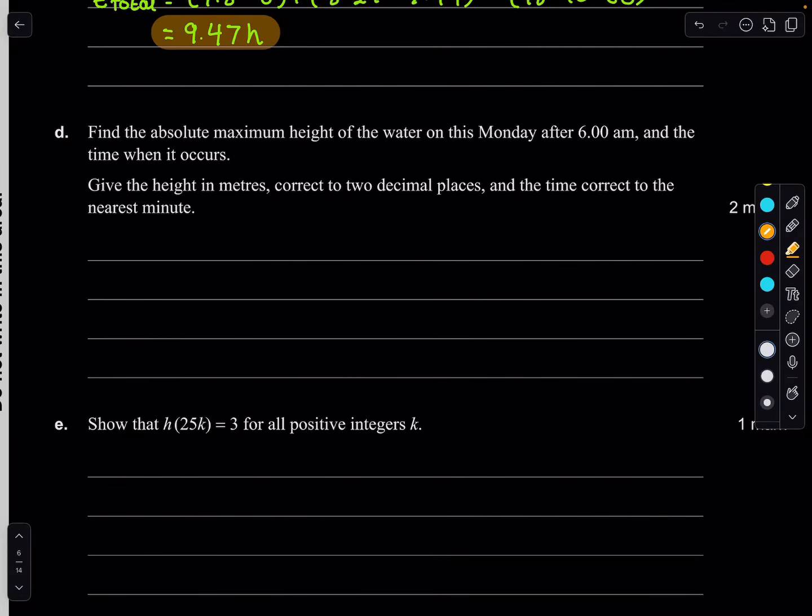Okay, next question. Find the absolute maximum height of the water on this Monday after 6 a.m. and the time when it occurs. Give the height in meters, correct to 2 decimal places, and the time correct to the nearest minute. Okay, so we want the maximum height.